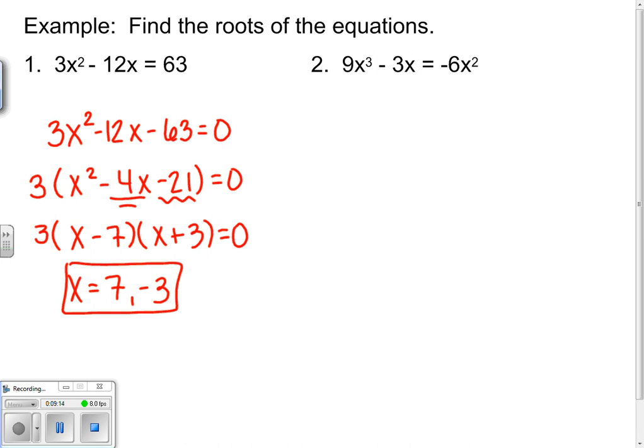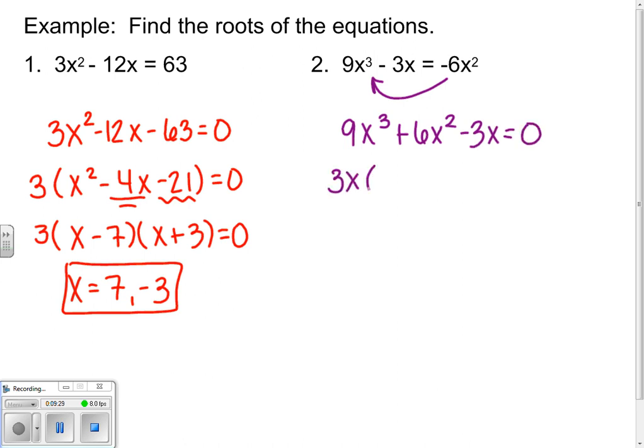Number 2, I'm going to start by adding the 6x squared. And when I do, I'm going to put it behind the 9x cubed so it's in order. What I really have is 9x cubed plus 6x squared minus 3x equals 0. The GCF here is a 3x, which leaves me with a 3x squared.